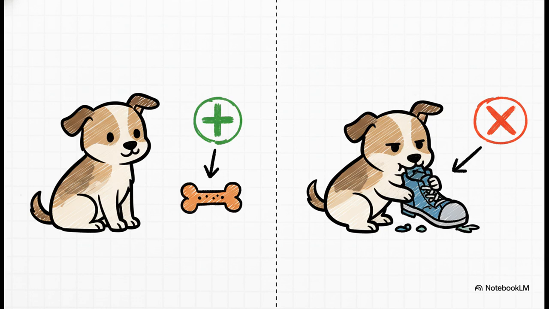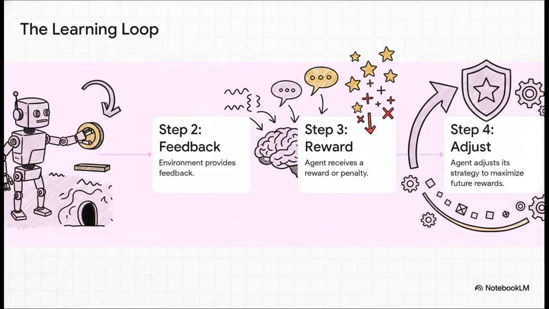When your dog does something you want, like sitting, it gets a reward, a treat. When it does something you don't want, it gets a penalty, or at least no treat. Over time, through trial and error, it learns which actions lead to the best rewards. A machine learning agent works in the exact same way.